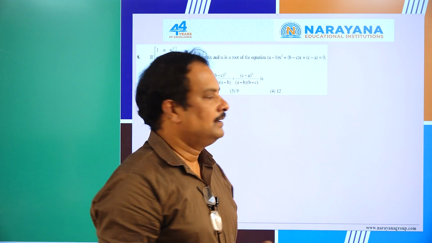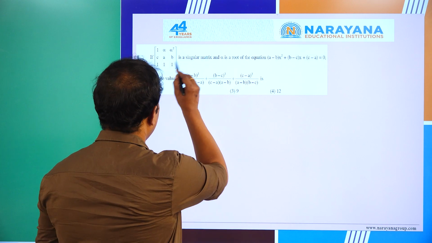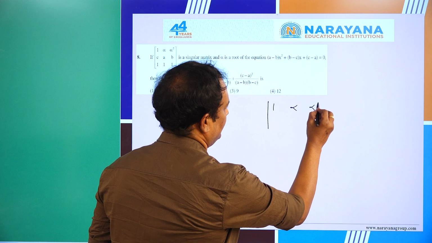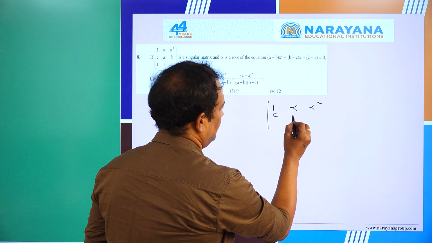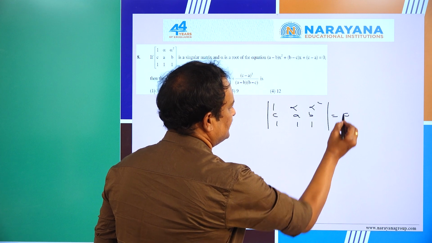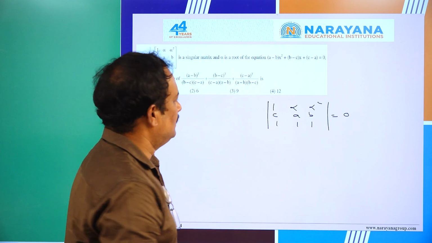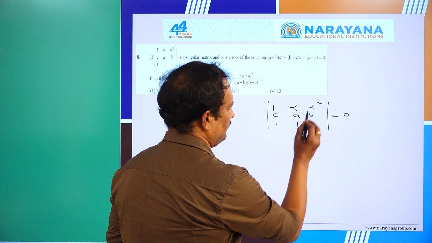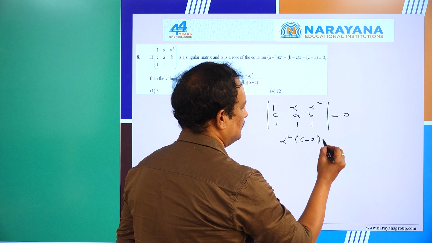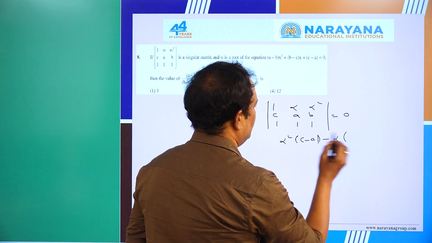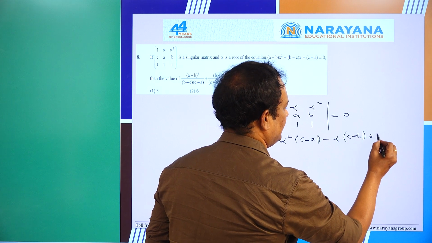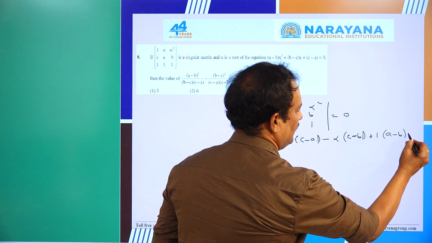Very clear. Okay, now you take this one, the determinant of this one is 0. The determinant of 1, alpha, alpha square, next c, a, b, and this is 1, 1, 1, and this is equal to 0 because it's a singular matrix, it was already given. So when you expand this one, alpha square into c minus a, next minus alpha into c minus b, and next plus 1 into a minus b. So this is what we are having.